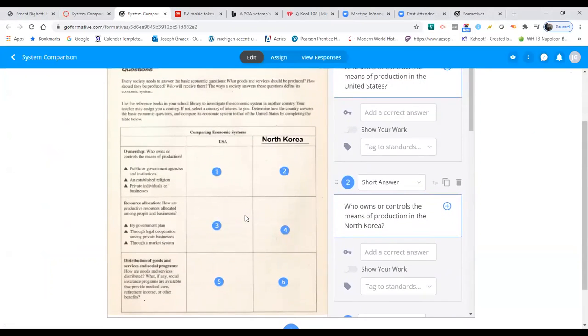So group 1, you'll have questions 1, 3, and 5. Who owns or controls the means of production? How are productive resources allocated among people and businesses? And then the last question, distribution of goods and services and social programs. Group 2, you'll have questions 2, 4, and 6. So North Korea, who owns or controls the means of production? North Korea, how are productive resources allocated among people and businesses? And then lastly, in North Korea, how is the distribution of goods and services and social programs done?